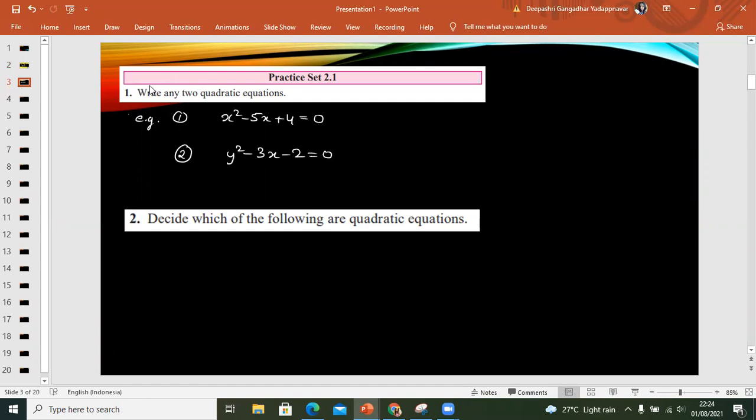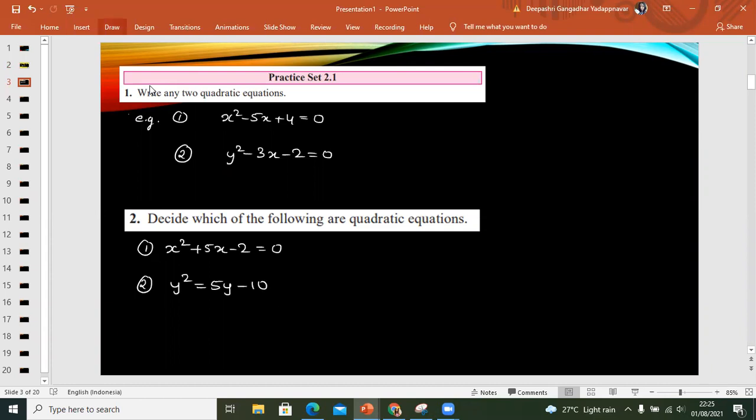The second question here is: decide which of the following are quadratic equations. The first one is x square plus 5x minus 2 equals 0. You have to tell whether this is a quadratic equation or not. Yes, this is a quadratic equation. You will see here x square, there is an x, and minus 2, there is a number. So the general form of writing the quadratic equation is in this form. Let's take another example.